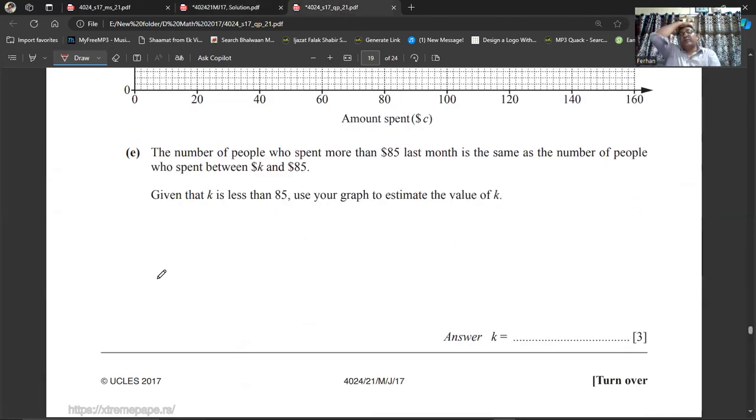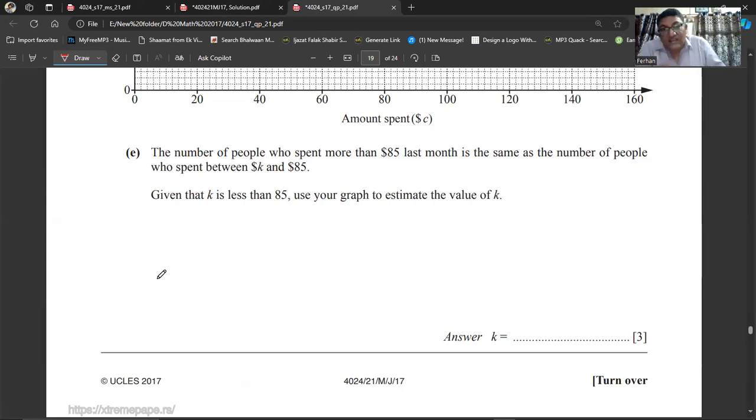He says the number of people who spent more than $85 last month is the same as the number of people who spent between K dollars and $85. So you see, this is a very tricky sentence. Given that k is less than 85, use your graph to estimate the value of k.